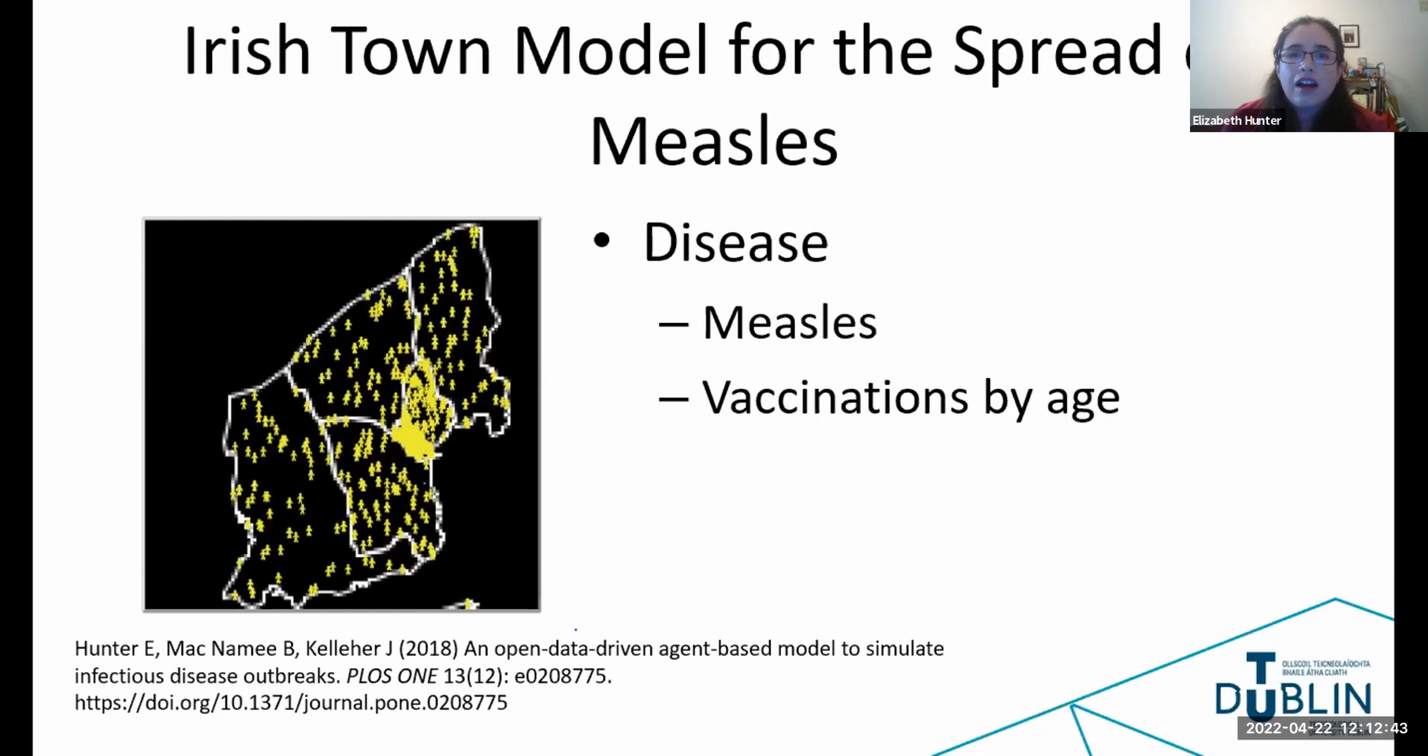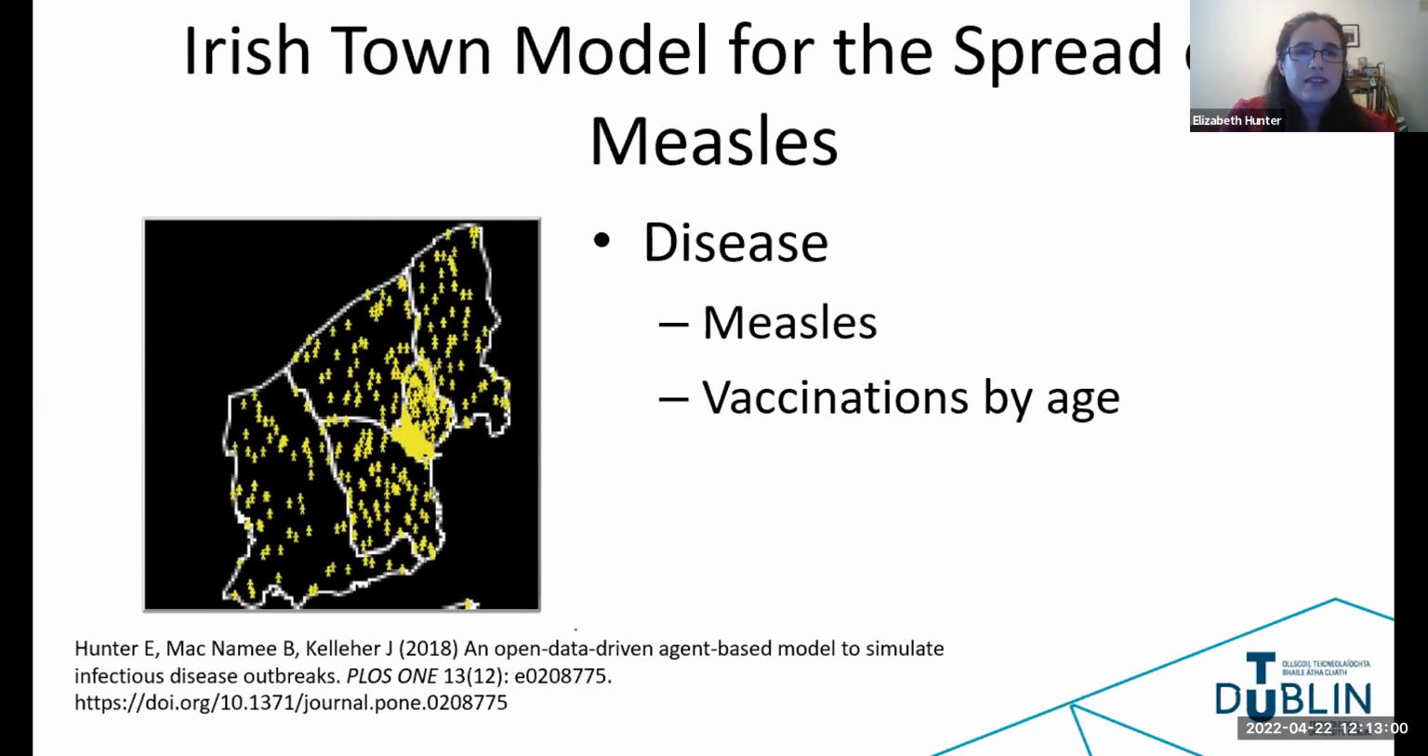And then we also include vaccinations and immunity. So we have vaccination rates by age in Ireland. So we applied those to our agents. And then over a certain age, we assumed that most agents were immune because they had had measles in their childhood.